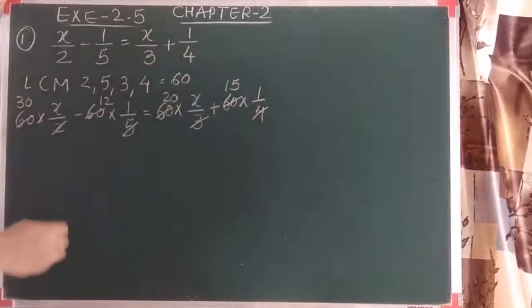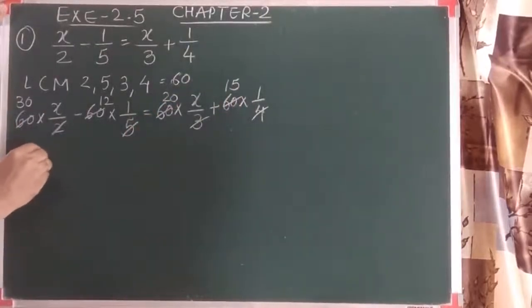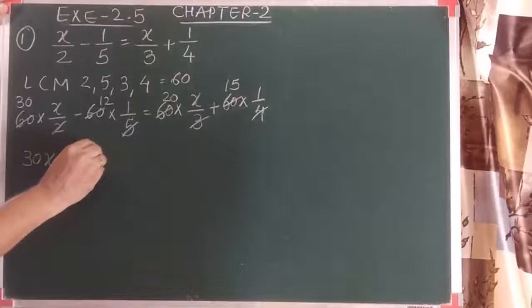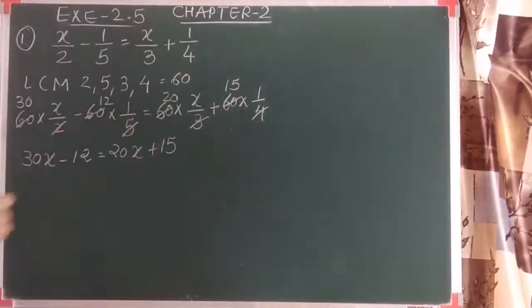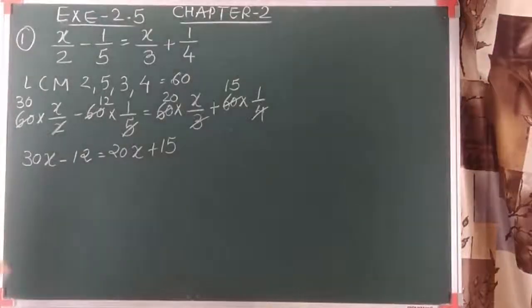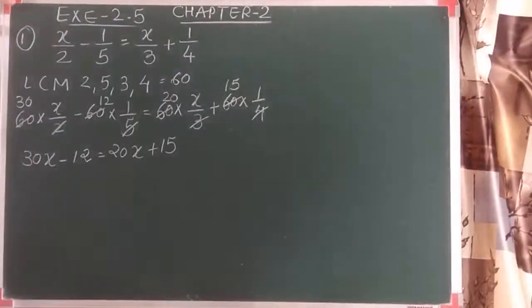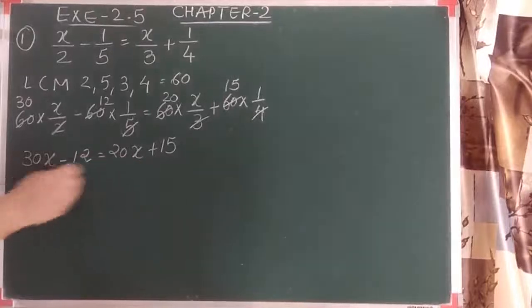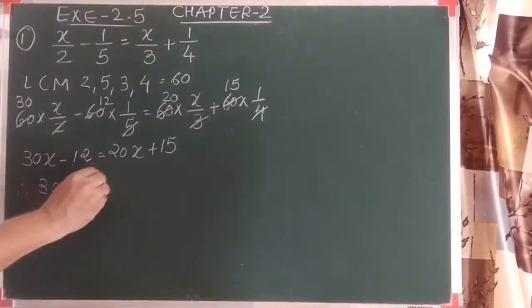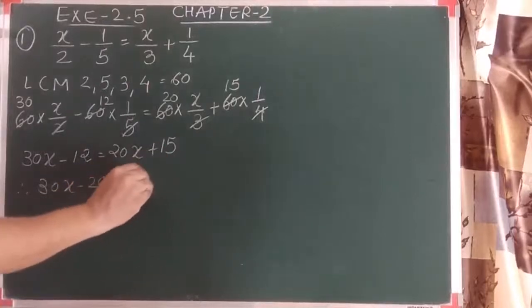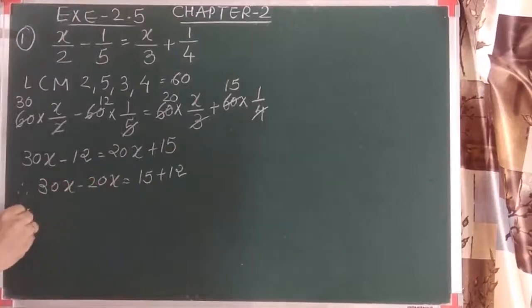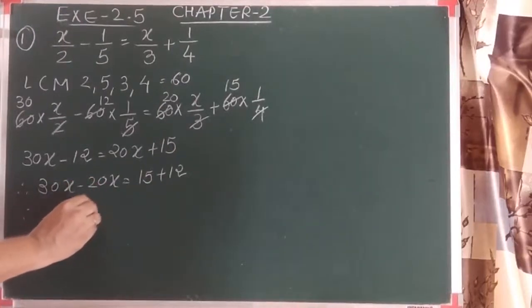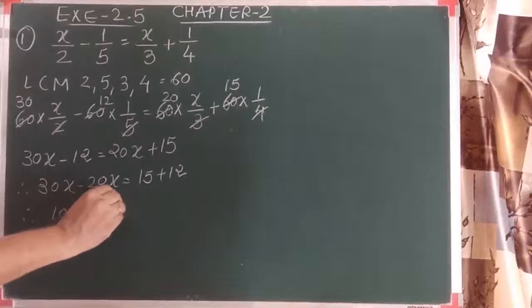So now let's see the terms which we have. It is 30x minus 12 is equals to 20x plus 15. Now we have all the terms in integer form. As we discussed earlier, we should take all the variables to the left hand side and all the constants to the right hand side. So this 30x remains as it is, minus 20x. This 15 remains as it is, and plus 12. The subtraction of these gives 10x, and the addition gives 27.